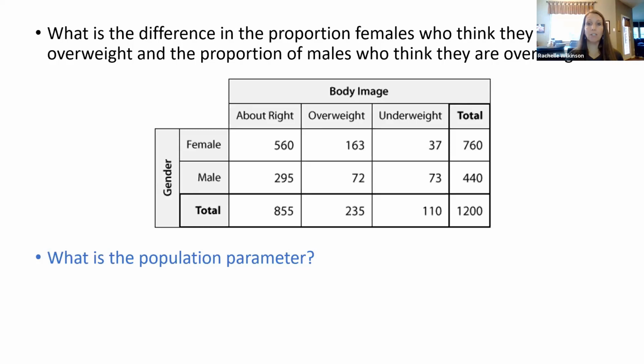Next, let's talk about our population parameter. A population parameter is a number that describes the population. And in this case, it's what we are trying to estimate. So if I look at the type of variables that were measured and the number of variables that were measured, that will help me figure out what the correct population parameter is going to be. And in this study, on each individual, we measured two things. We measured their gender, and we also measured what they felt their body image was, whether they were about right, overweight, or underweight. Gender is categorical, and so is body image. So we measured two categorical variables on each individual.